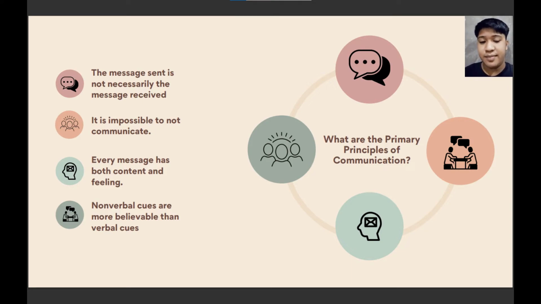Let us now proceed to the primary principles of communication. First, the message sent is not necessarily the message received. Second, it is impossible not to communicate. Third, every message has both content and feelings. And fourth, non-verbal cues are more believable than verbal cues.